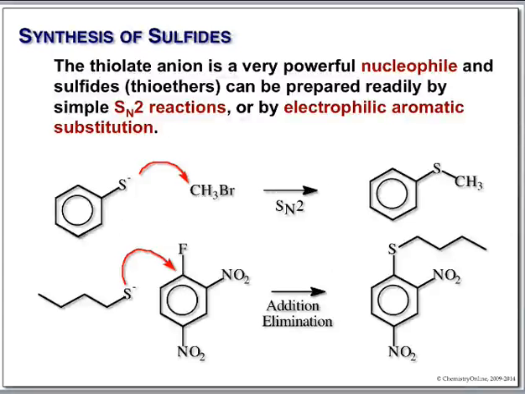When we talked about electrophilic aromatic substitution, we pointed out that the thiolate anion, because it's such a good nucleophile, is actually very good at doing a nucleophilic aromatic substitution. Here we wind up with the 1, 2, 3, 4, so that's a butyl, 2,4-dinitrophenyl sulfide. Any questions?